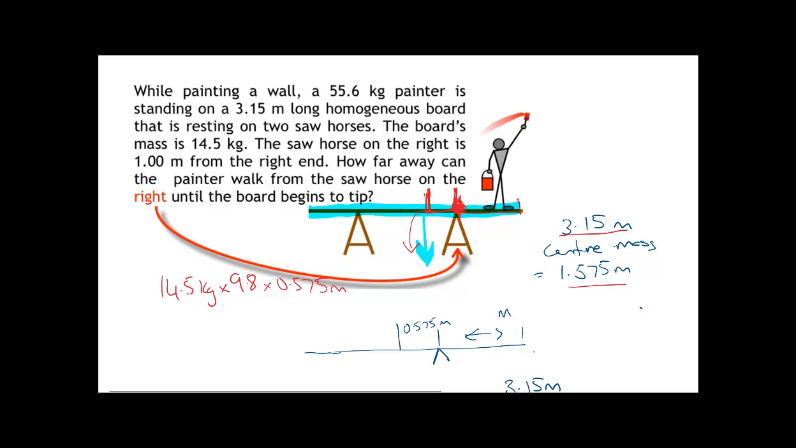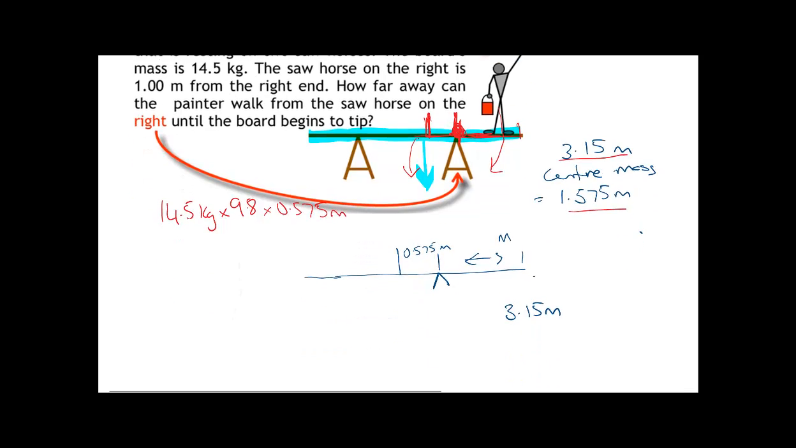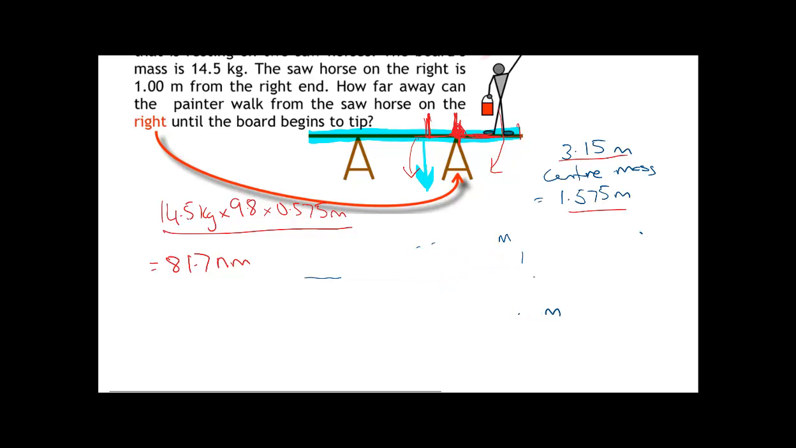And then the weight force of this guy times the distance will give you the torque in the other way, and they've got to be equal. Now, obviously, we're trying to work out the distance. So the first thing we do is multiply those three together, and that equals 81.7 newton meters. Now I'll just get rid of this here, and that's got to be equal to the torque in the other direction, as it's in equilibrium.